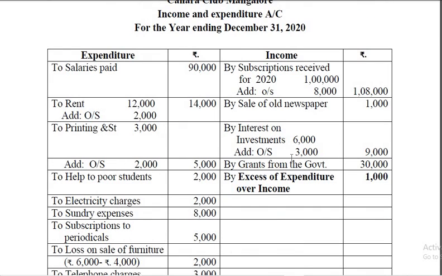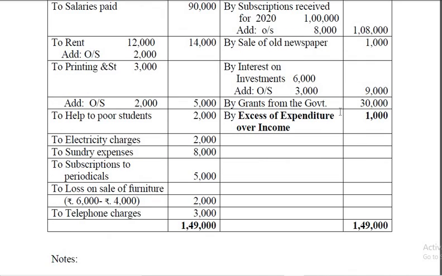See the solution, I have already explained everything. Come to the income side. Subscription received for 2020, then outstanding of the current year should be added, so 1,08,000. Sale of old newspaper, 1,000. Interest on investment, 6,000 received, 3,000 outstanding, 9,000 is the net. Grants from government, so this is taken as revenue receipt.